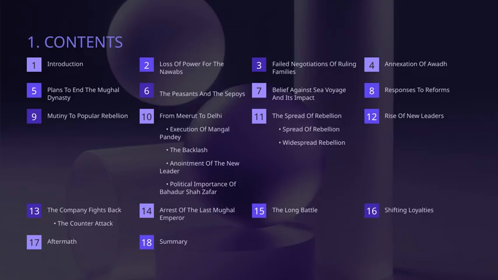The political importance of Bahadur Shah Zafar will be examined, especially how his role symbolized the broader struggle. Then, we'll look at the aftermath, including the arrest of the last Mughal emperor, marking the end of an era. Additionally, we'll touch on the failed negotiations among ruling families and how beliefs against sea voyages impacted the rebellion's spread. The next section will analyze the spread of the rebellion itself, from localized uprisings to widespread unrest. Finally, we'll discuss the long, arduous battles that ensued, responses to reforms, the rise of new leaders, and shifting loyalties that shaped this pivotal period in history. All these points are interconnected, illustrating the complex path from Mughal decline to British dominance.